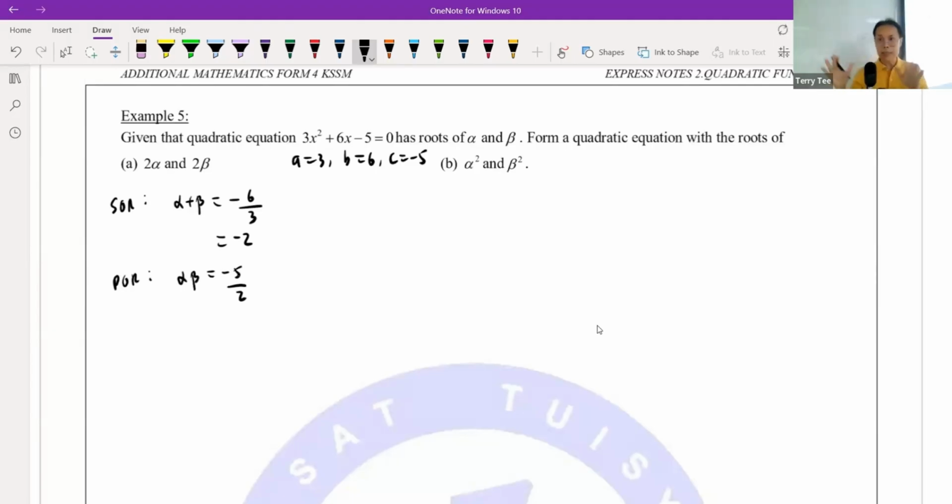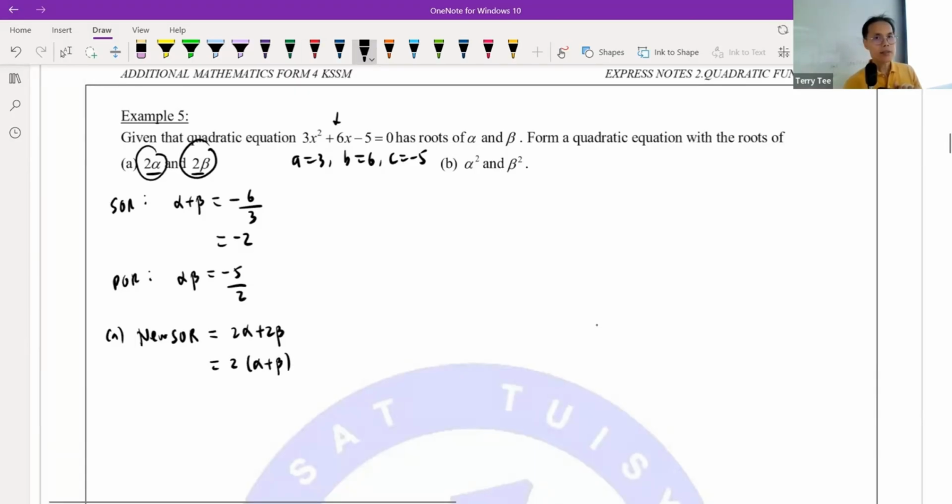Now, there are two parts to it. We're forming two different quadratic equations. For the first part A, with the roots of 2 alpha, 2 beta, my new SOR, I don't have to find the roots. I don't go factorize this, no need. My new SOR based on these two roots will be 2 alpha plus 2 beta. Take out 2, alpha plus beta. What is alpha plus beta? Negative 2. Take this and put it inside. I should get negative 4.